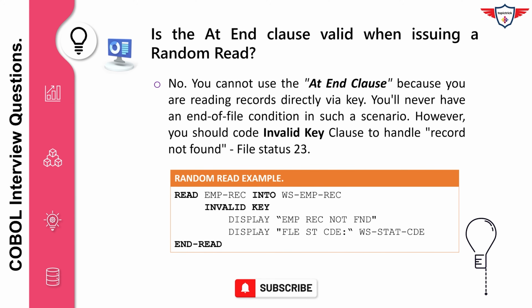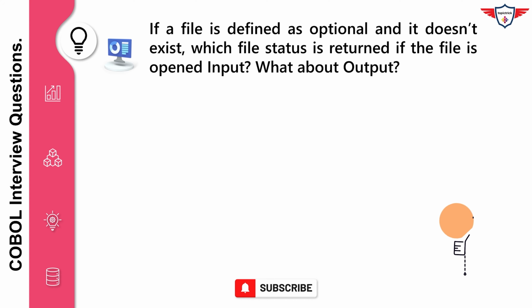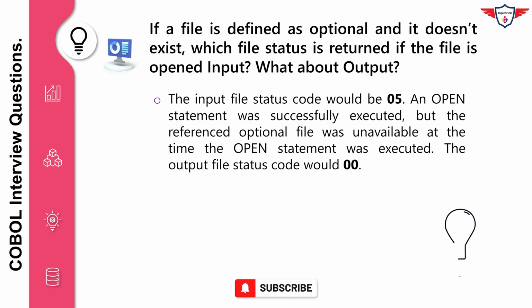The following example illustrates COBOL random read from the file. If a file is defined as optional and it doesn't exist, which file status is returned? If the file is opened in the input mode? What about the output mode?